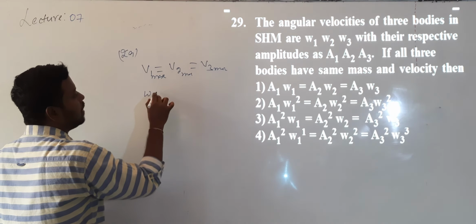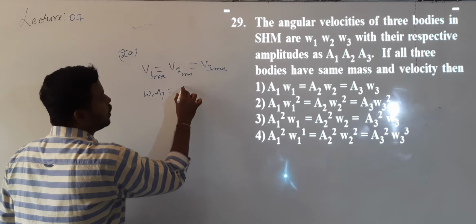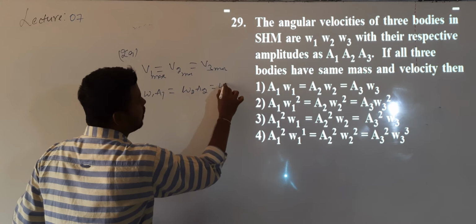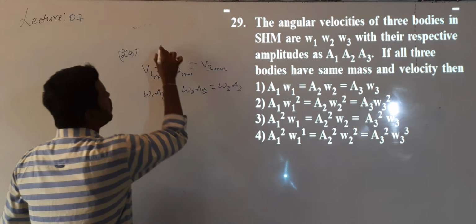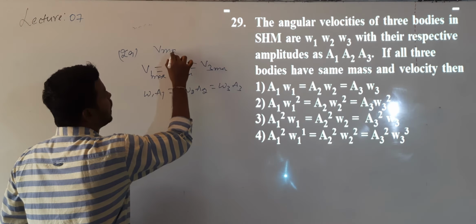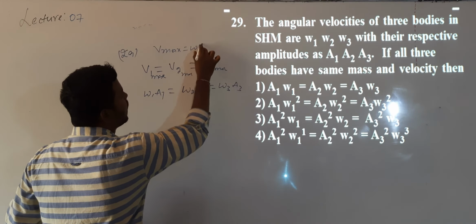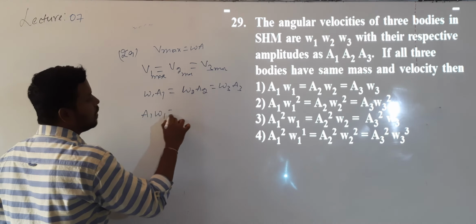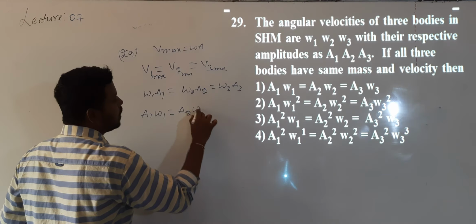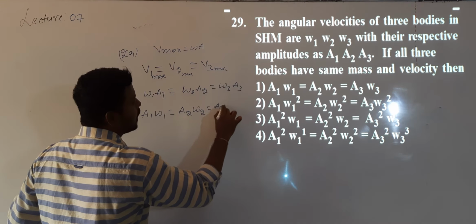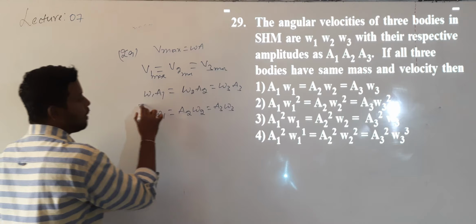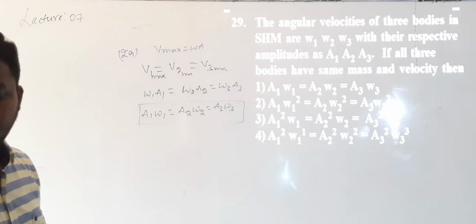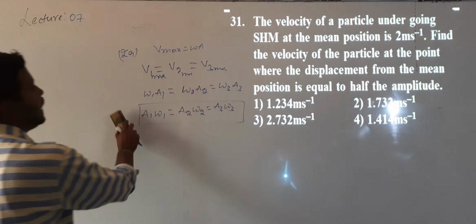v1 maximum formula is omega 1 into a1, v2 maximum is omega 2 into a2, v3 maximum is omega 3 into a3. You all know what the v max formula is: v max is equal to omega into A. Right? Therefore what can I write? a1 into omega 1 is equal to a2 into omega 2 is equal to a3 into omega 3. Right? So which option? First option. Velocities are same.